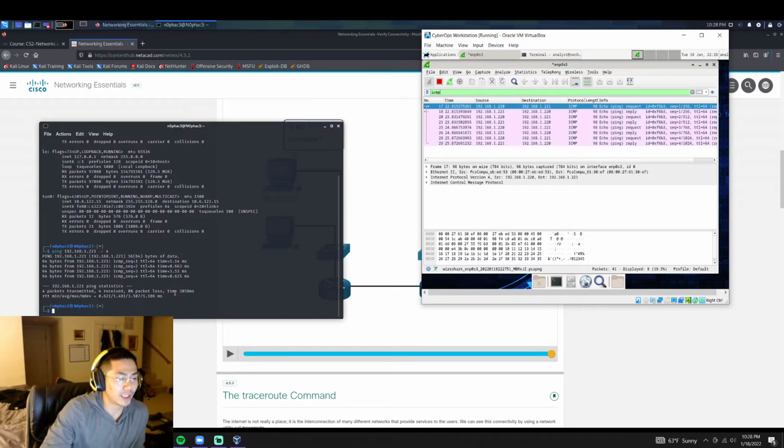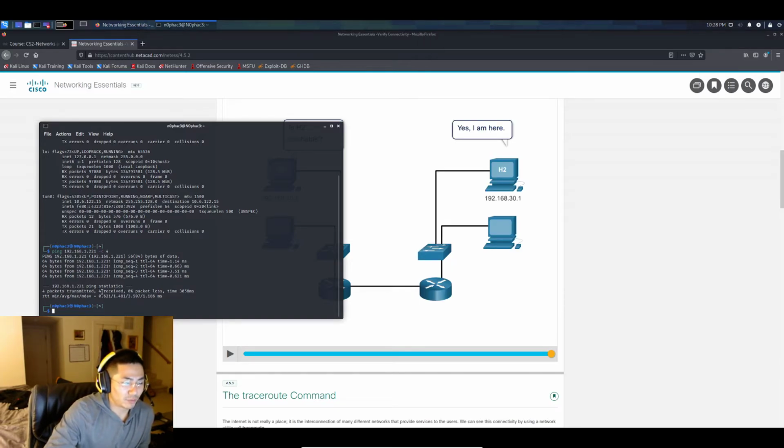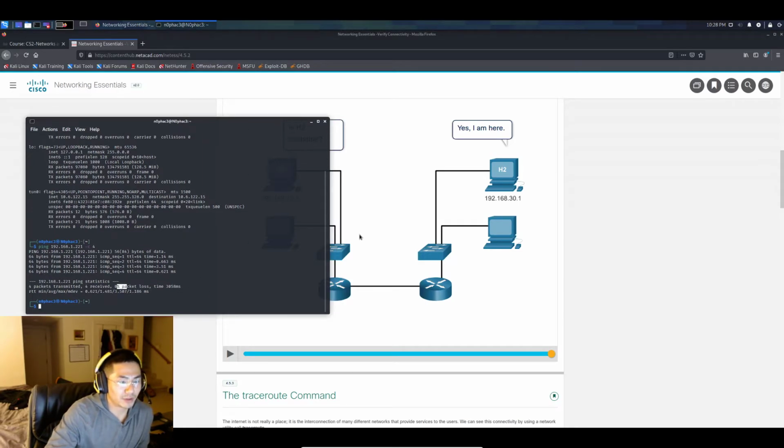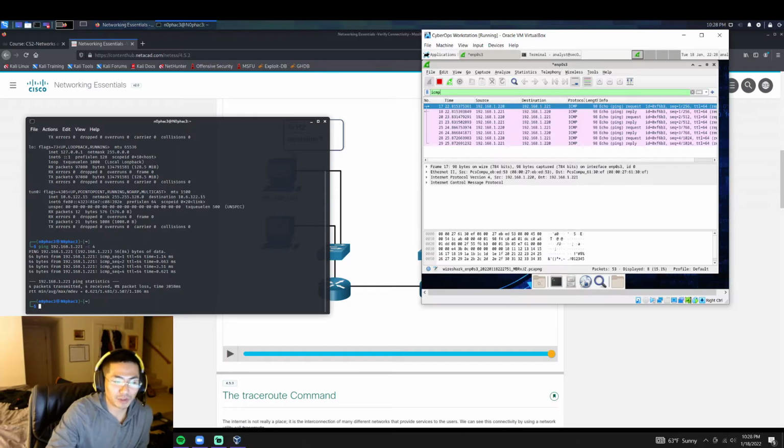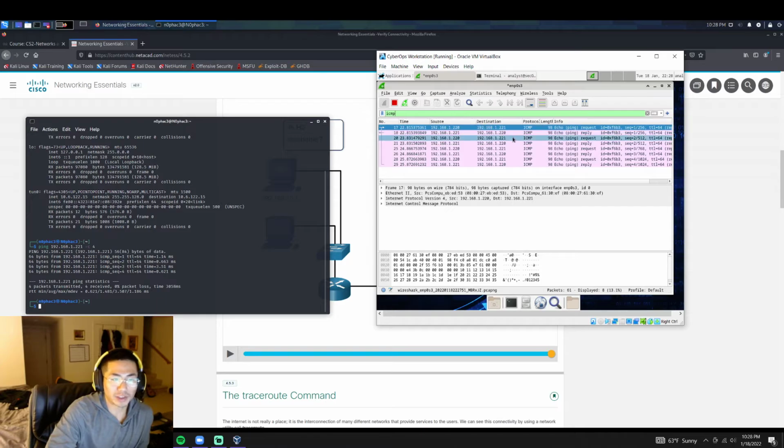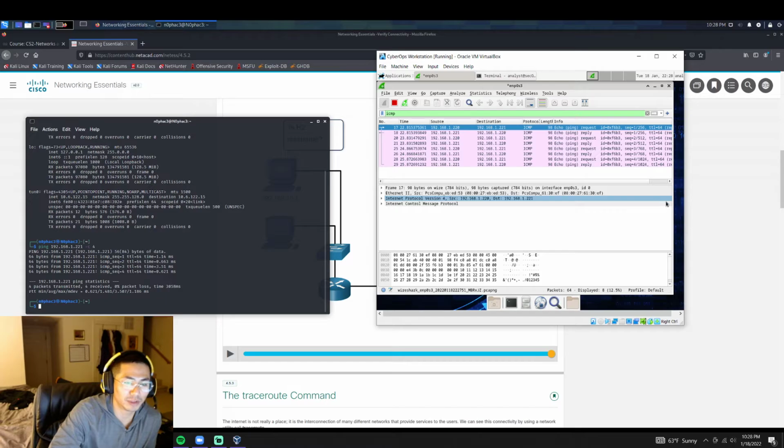Well, we knew that we have connectivity because it says 4 packets transmitted, 4 received, 0% packet loss. Sometimes if you're in a different network, you may get a couple of packets lost. So that's one way to know for a fact that I have connectivity. I just wanted to show you with Wireshark, which is something called a packet sniffer. We'll talk about that a little later.